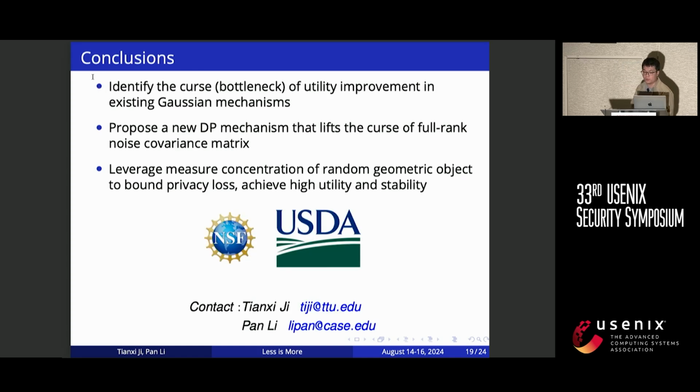And in conclusion, we identify the bottlenecks of utility improvement in the existing schemes, and we propose a new DP mechanism that can lift the identified curves. And finally, we leverage the measure concentration of random geometric objects to bound the privacy loss so that we can achieve better utility and stability.